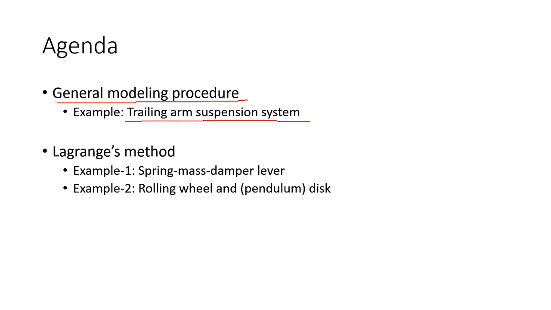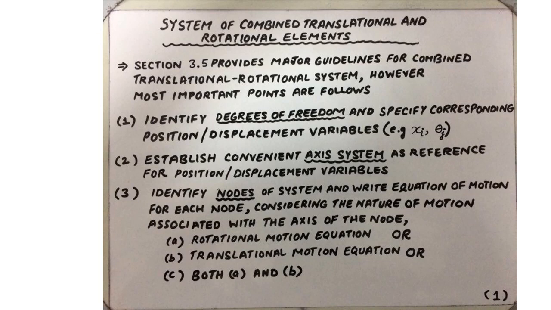At the same time, we shall try to understand the limitations of the general modeling procedure, and as an alternative, we shall discuss an energy-based method known as the famous Lagrange's method. This will be understood with the help of two examples, both of them being end chapter problems. The first one is the spring mass damper lever, and the second, perhaps the more complex one, is the rolling wheel and the pendulum disc problem, on which we are going to spend a significant amount of time in this lecture. All right, let's get started then.